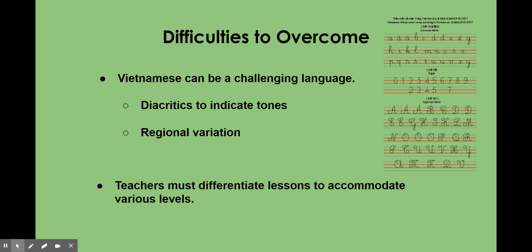Next, teachers have to differentiate lessons to accommodate students at various levels. The Vietnamese teacher at my previous school told me that this was his biggest challenge. He would have students with no prior knowledge and students who are fluent in the same class.